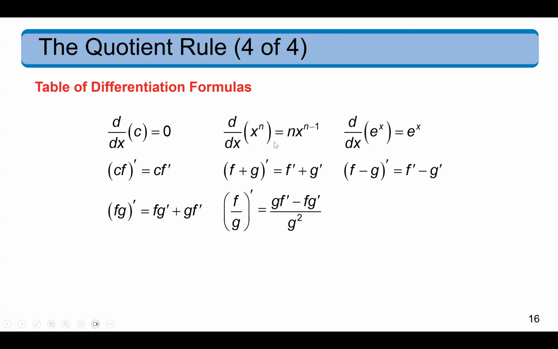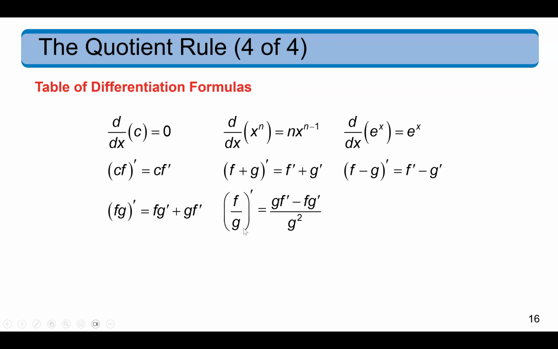Now we saw the power rule. The derivative of x to the power n will always be n times x to the exponent n minus 1. The derivative of the exponential function is always the same. Then to find the derivative of a sum, we just find the derivative of each one. So the derivative of f plus g will be the derivative of f plus the derivative of g. Same thing applies to the difference. The derivative of f minus g will be the derivative of f minus the derivative of g.